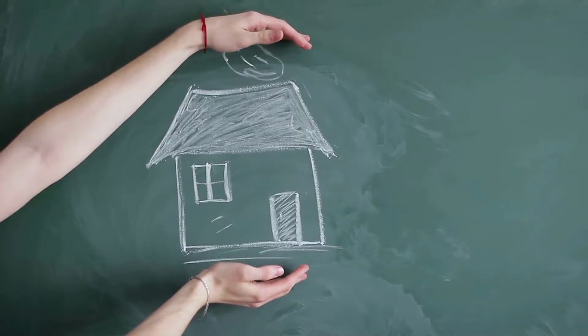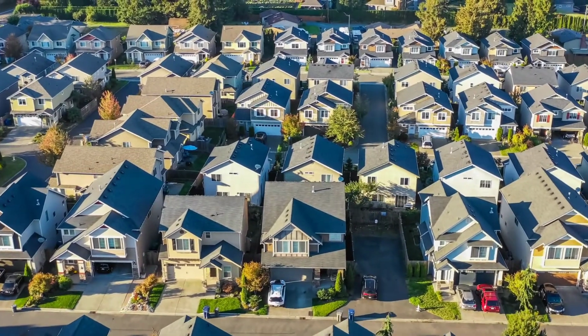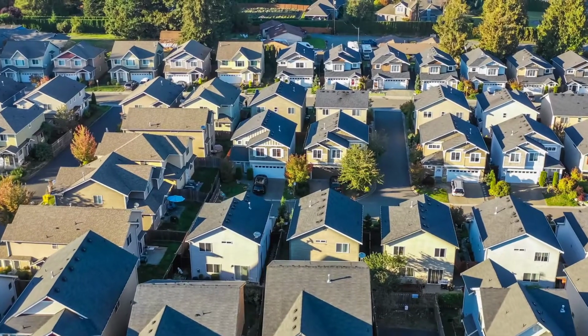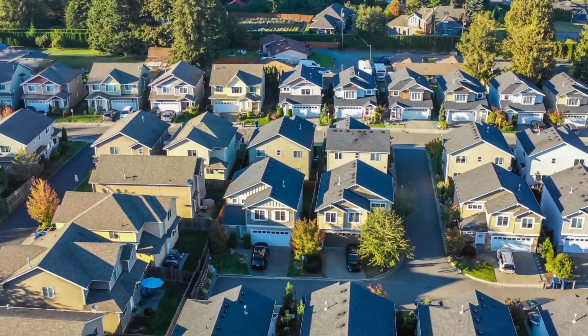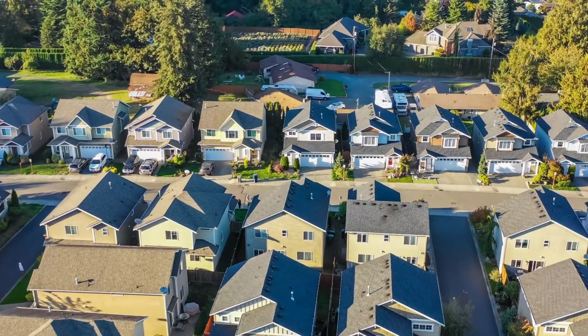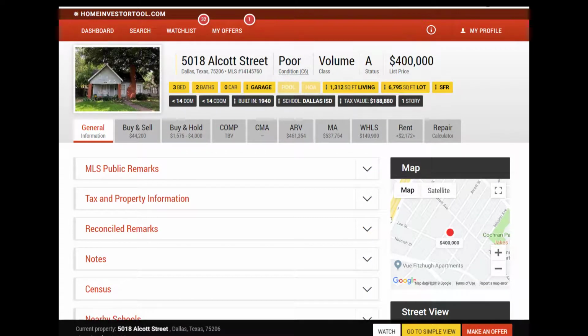But then how do you approach this when you're looking at a property? And let's say you're looking at 10 houses in one day. You've got to have a way to look at the property and have a pretty good idea of what it's going to cost to repair it so that you can make an effective bid. Turns out we have such a system with the Home Investor Tool.